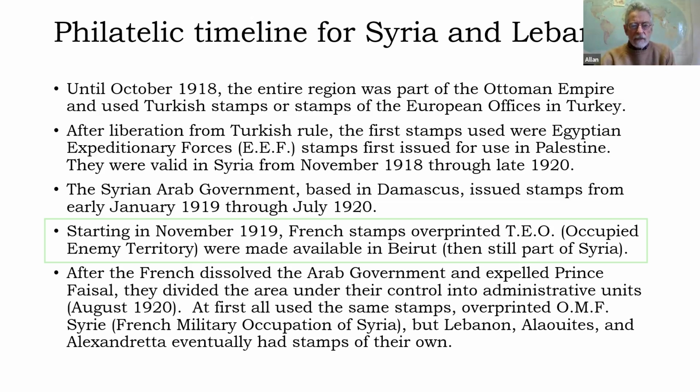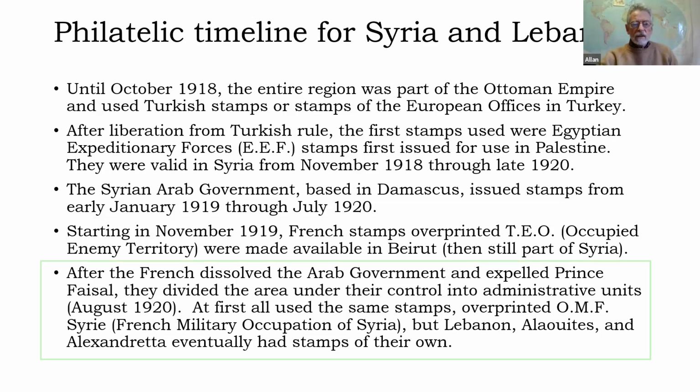These stamps were originally available only in Beirut, which at that time was just considered part of Syria. The whole area had not yet been divided up. And gradually, the stamps of France, the overprinted stamps, became available in the interior areas as well, as the French took over in Aleppo and Damascus and other towns.